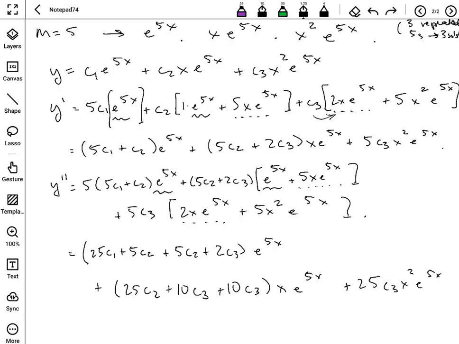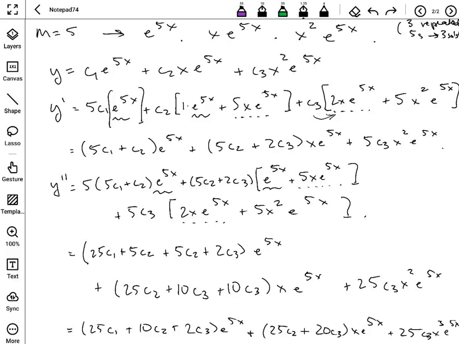And then I know I'm going to be solving systems of algebraic equations, so I'm going to try to simplify this as much as possible before I move on. For the first, 25c1, but then I can combine those two c2s to 10c2 plus 2c3 e to 5x. And then my 25c2 stays, but I can combine those two 10s into 20c3 x e to 5x plus 25c3 x cubed e to 5x. So that's all my derivatives that I needed.